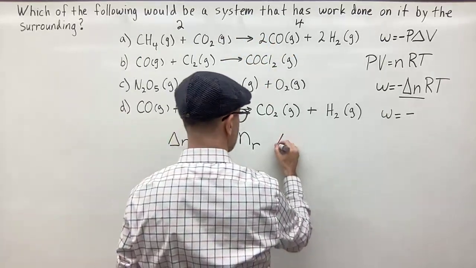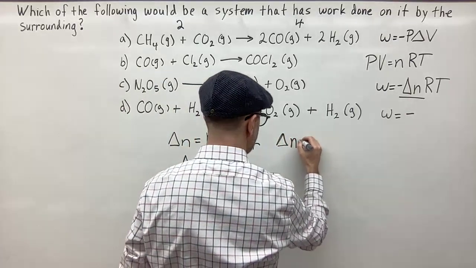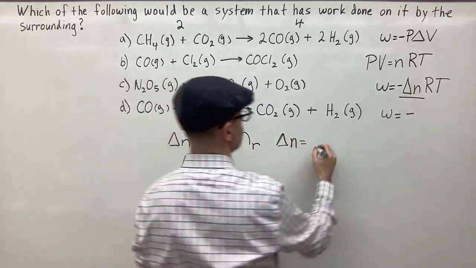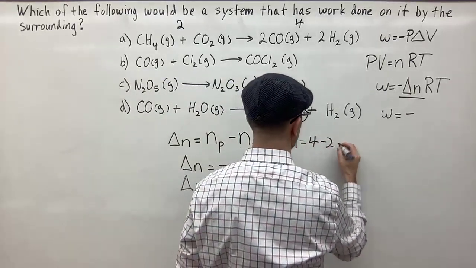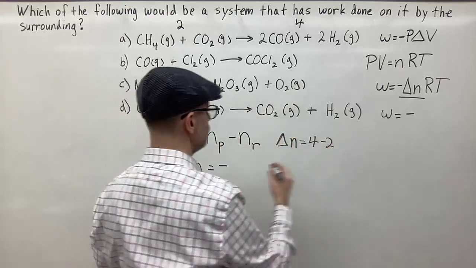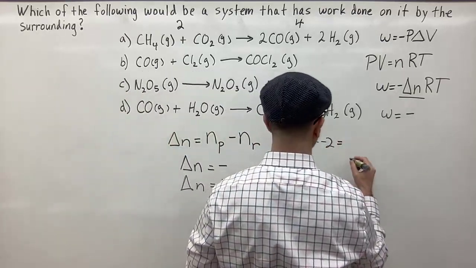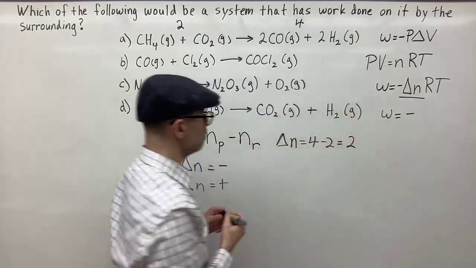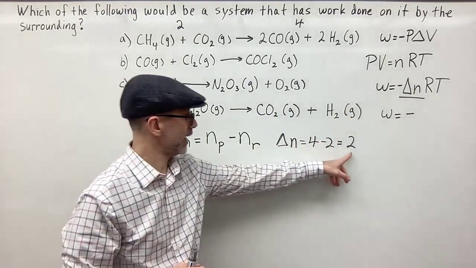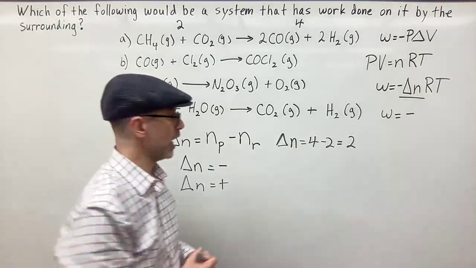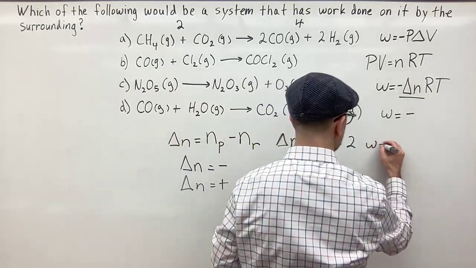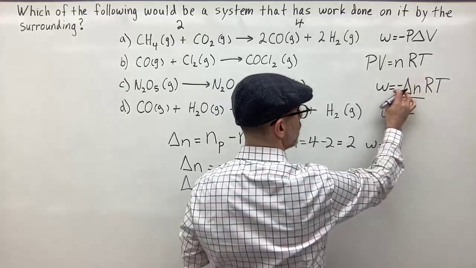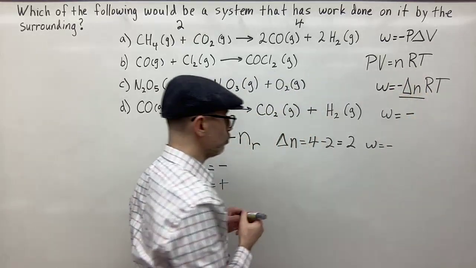Then the change in N, products minus reactants, is going to be 4 minus 2, and that's going to be equal to 2. Notice that it's a positive change. So that means work, if we plug it into here, is going to be negative. So I have negative work.